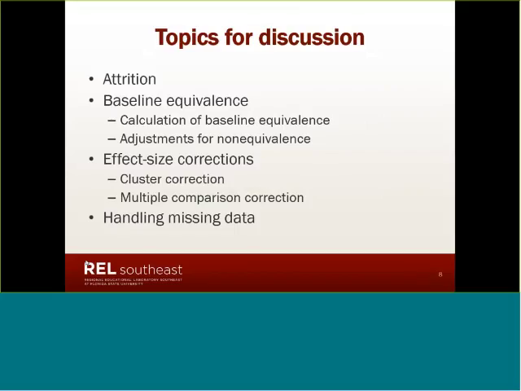So today we're going to talk more about attrition. We're going to talk more about baseline equivalence, specifically looking at how the baseline equivalence is calculated, and then what adjustments are made for non-equivalence. We'll talk about the effect size corrections, the cluster correction, and the multiple comparison correction, and then handling missing data.